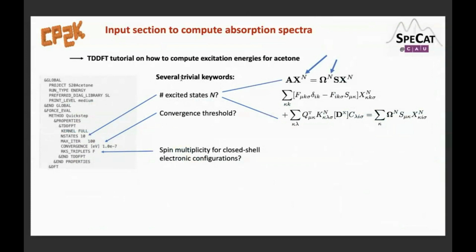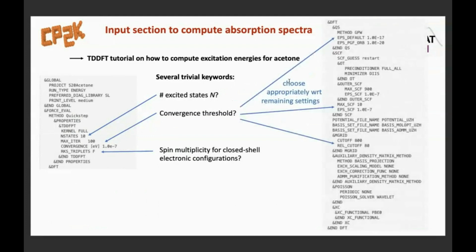Some of them are really trivial. For example, we are solving, as I said, this eigenvalue problem, and we are choosing on input how many states we actually want to calculate. We're doing this iteratively using a Davidson algorithm, and so we also have to make sure that this iterative determination of the excitation energies is really converged, also appropriately with respect to the ground state settings.